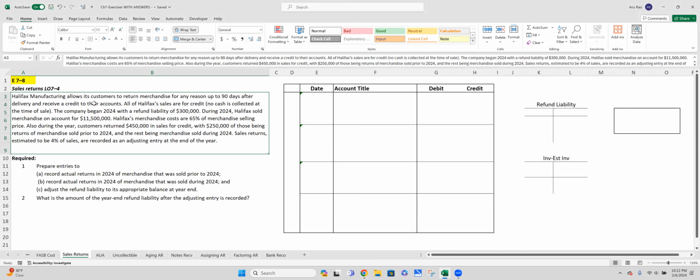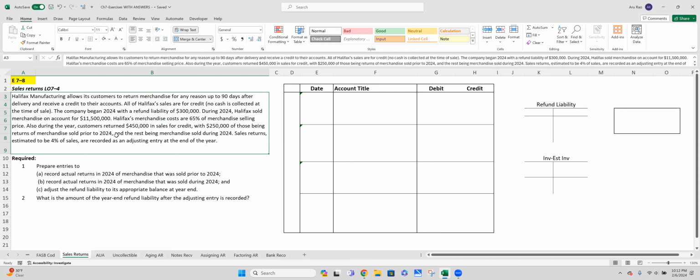So here we have a company that allows its customers to return merchandise for any reason for up to 90 days after delivery and receive a credit to their account. All their sales are for credit. The company began the year with a refund liability of $300,000, which means they expect $300,000 worth of merchandise from the 2023 sales to come back to them.